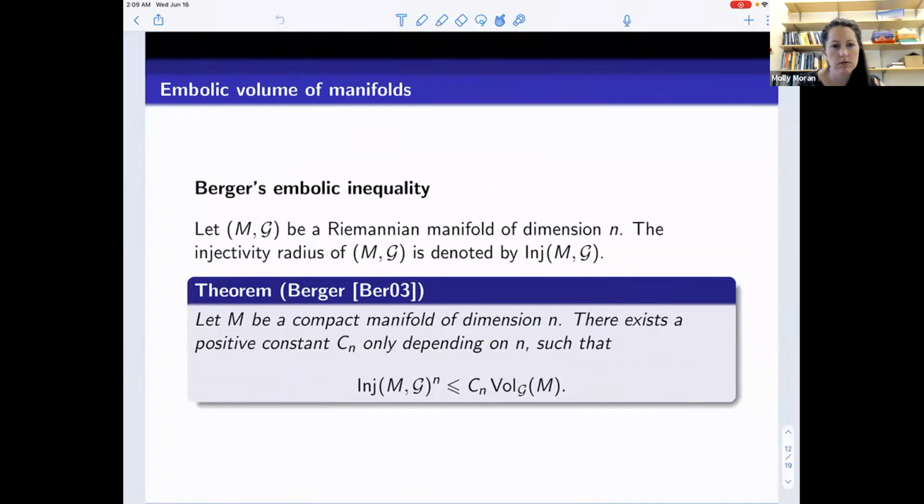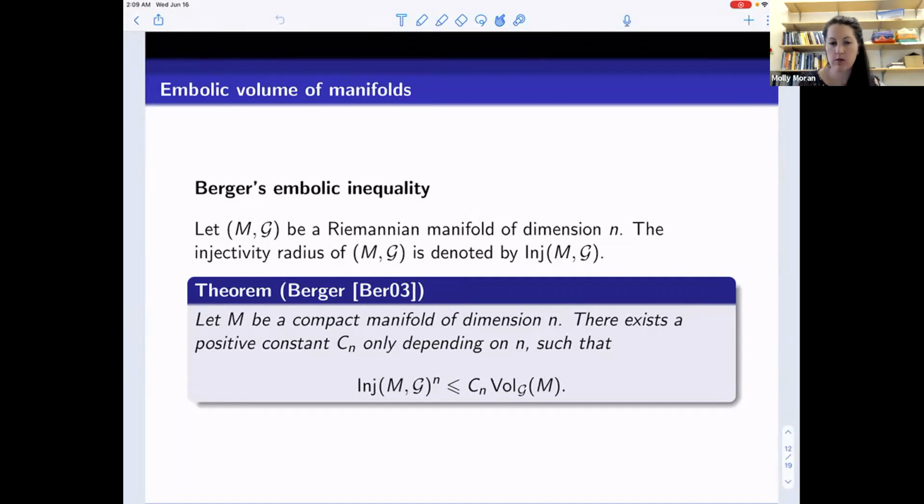My second part of the talk is related to embolic volume. Similar to systolic volume, the embolic volume is defined in terms of the embolic inequality. Now let M be a Riemannian manifold of dimension n. We have Berger's embolic inequality. If M is compact, then the injectivity radius to the n is less than or equal to a constant C_n times the volume of the manifold. This inequality is called the embolic inequality.